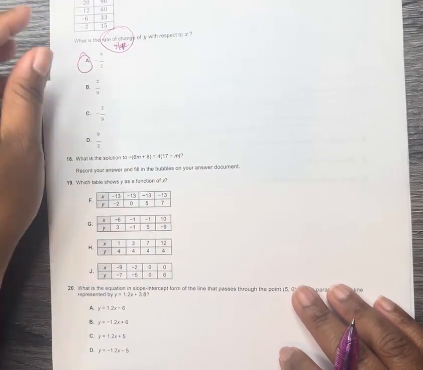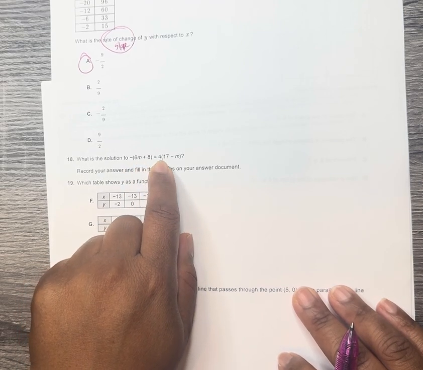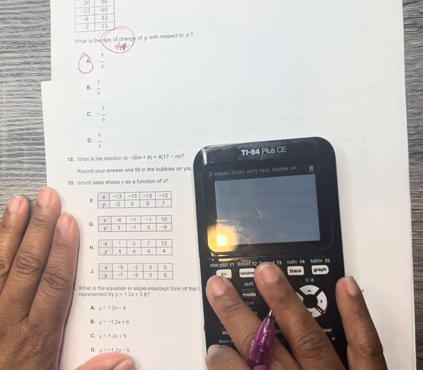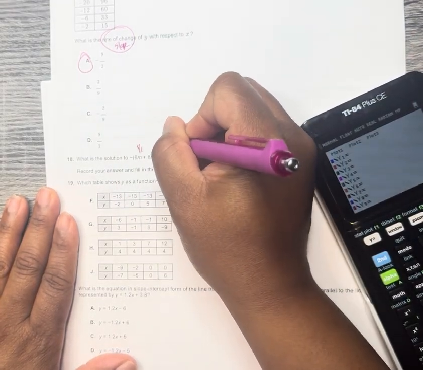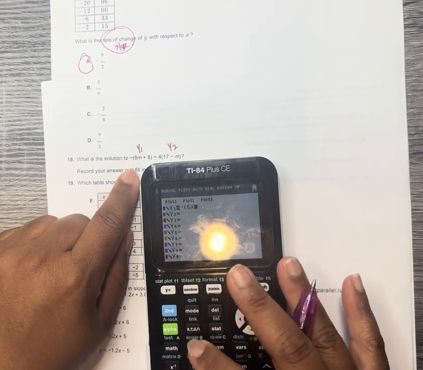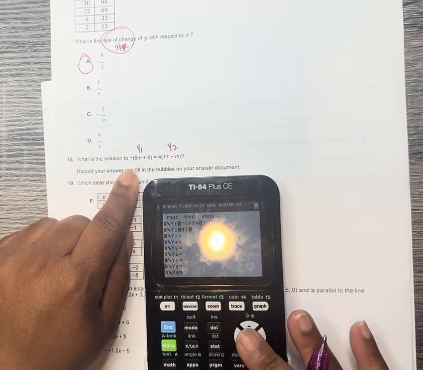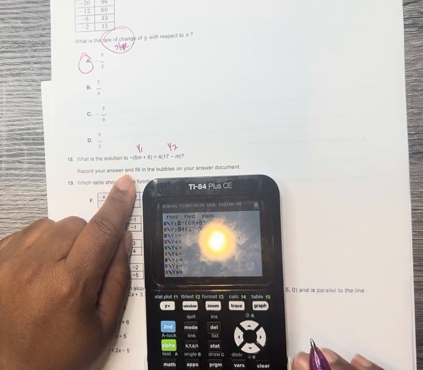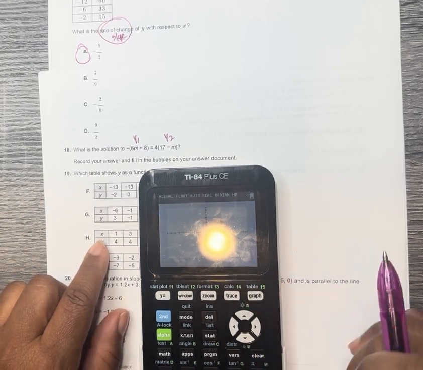So here in 18, it says, what is the solution to negative 6m plus 8 equals 4 times (17 minus m)? Remember, we can go into our y's and plug this in. Let the left side be your y1 and the right side be your y2. So that becomes negative, parentheses, 6x plus 8, close parentheses. And then on the right side, 4 times (17 minus x), close parentheses. So when you do that, press graph.